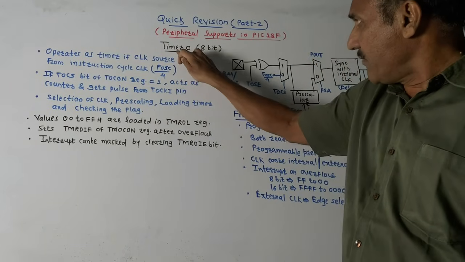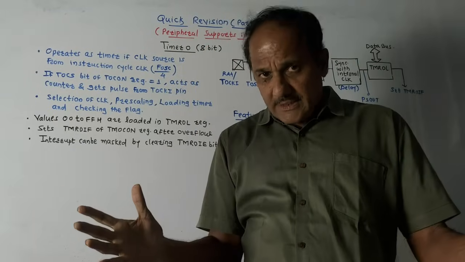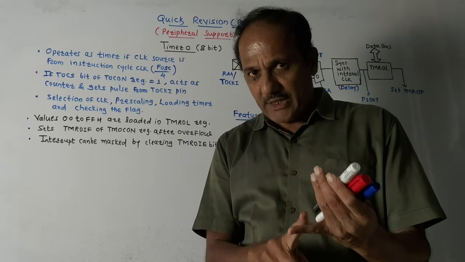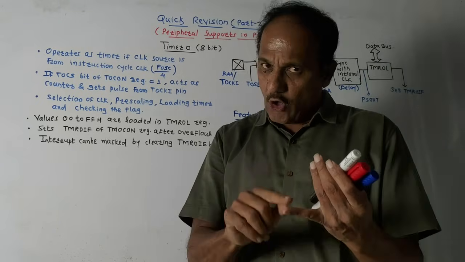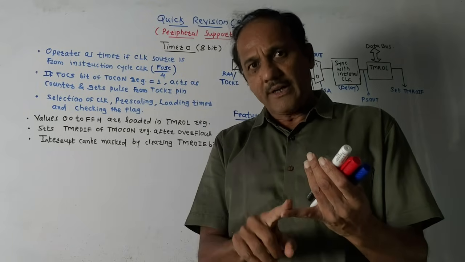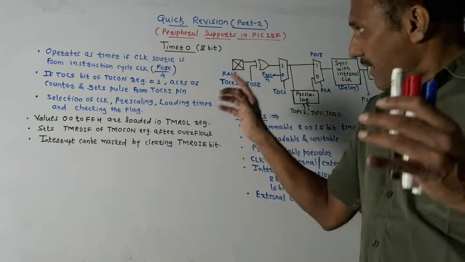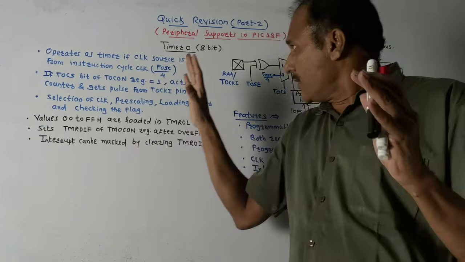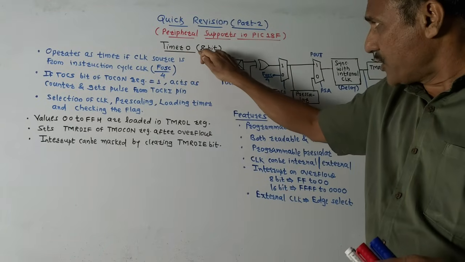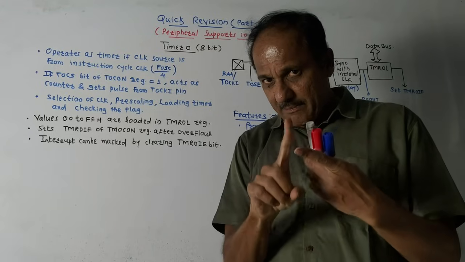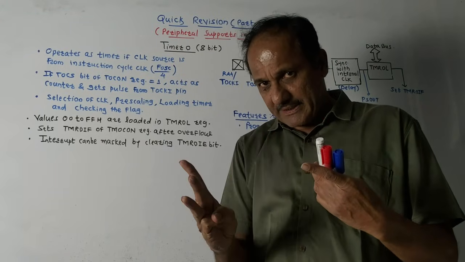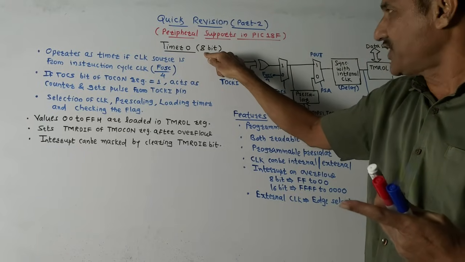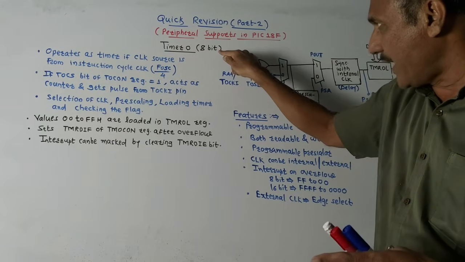Let us start the session with timer 0. From the exam point of view, we may expect a question like this: draw and explain the functional block diagram of 8-bit timer 0 or 16-bit timer 0 or timer 1 and compare the timers of PIC 18F microcontroller. So first we will talk about timer 0, that is 8-bit. Jaise maine bataya, timer 0, timer 1, timer 2, teen timers hai. In case of timer 0, we have option of 8-bit and 16-bit. Presently we are talking about timer 0 8-bit.